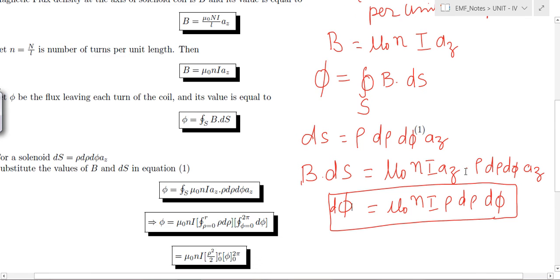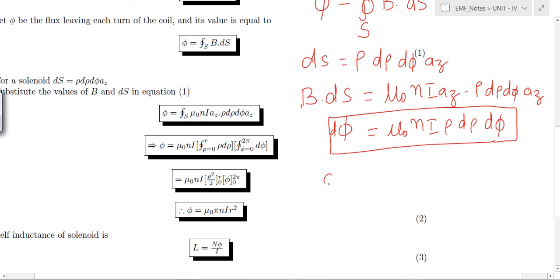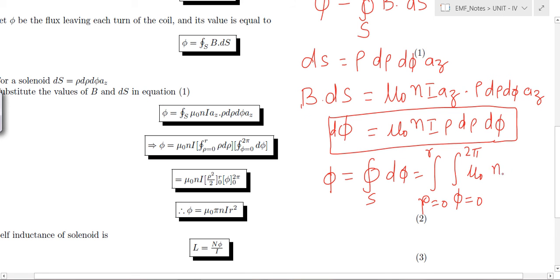Now, to find out the flux, psi is equal to the integral over the closed surface d psi, which is equal to rho varies from 0 to r, where r is the radius of the coil, and phi varies from 0 to 2 pi, and we substitute the value of d psi here, mu naught n I rho d rho d phi.